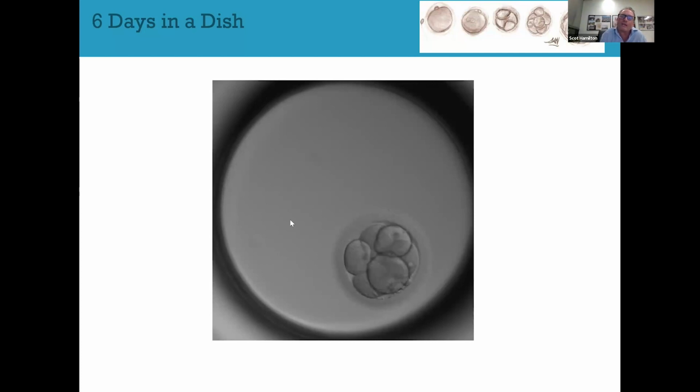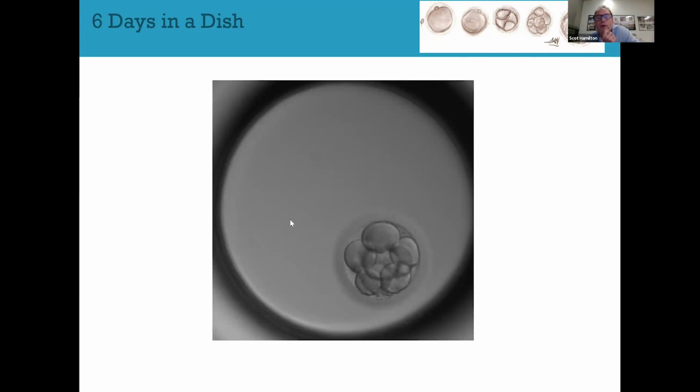Which is why we don't just take one egg from a natural cycle. Ideally, a physician wants their patient to get maybe 10 to 20 eggs to allow that selection process to provide maybe 2 to 5 embryos that can be used for multiple embryo transfers. So this is day 3.